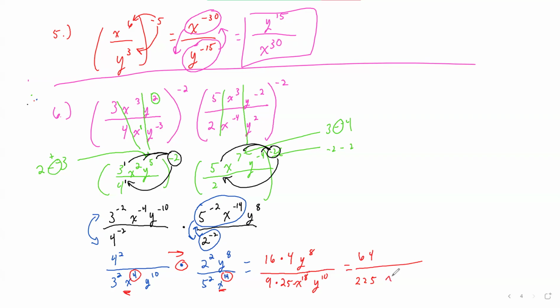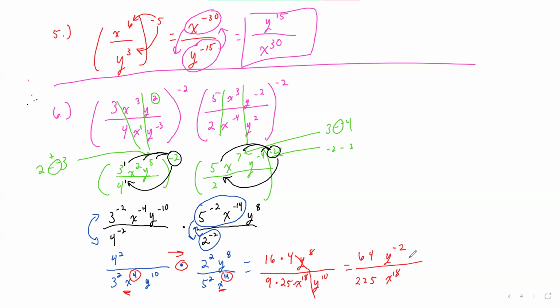X to the 18. Now this y, we have two y's here. We can still simplify this. So what am I going to do with this 8 and this 10? So 8 minus 10 would be 2.